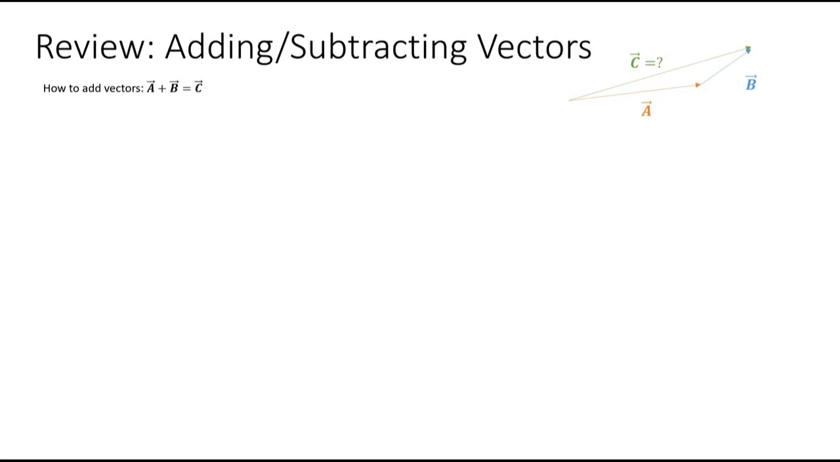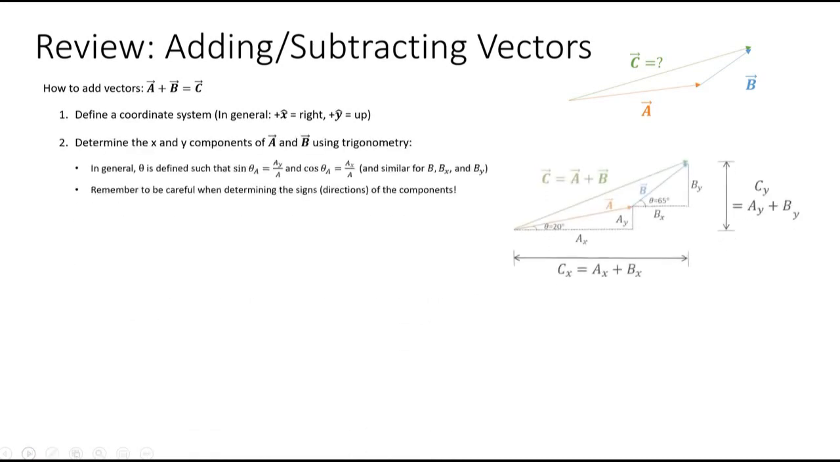However, if you actually want to get numbers out, so you actually want to know the magnitude of the vector C and its angle relative to some axis, then really what we're going to want to do is add using vector components. So here's our example here. How do we add and subtract using vector components? The first thing you want to do, remember, is define a coordinate system. Generally we'll choose the positive x direction to be pointing to the right and the positive y direction to be pointing up. That's our usual definition of our coordinate system.